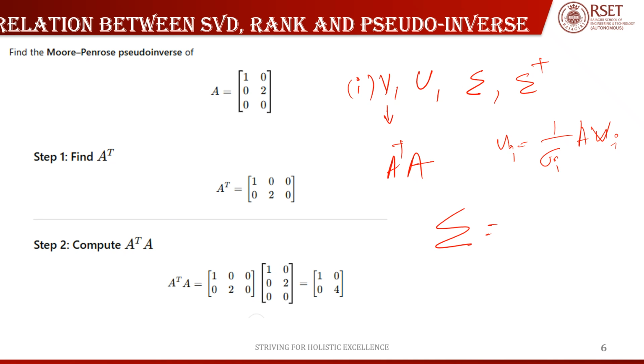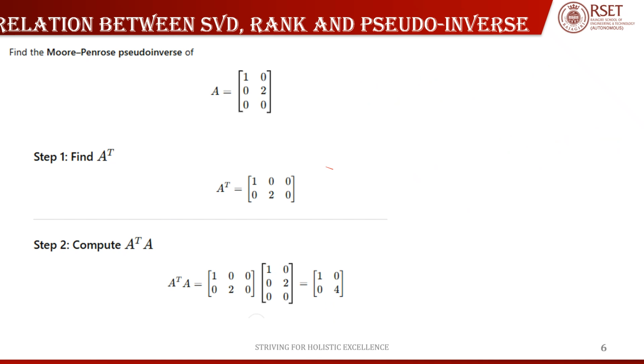So let's try to find A transpose A first. What is A transpose A equal to? A transpose A is [1 0; 0 4]. So it's easy to find the eigenvalues. Since it's a diagonal matrix, the eigenvalues will be the diagonal entries, 1 and 4.